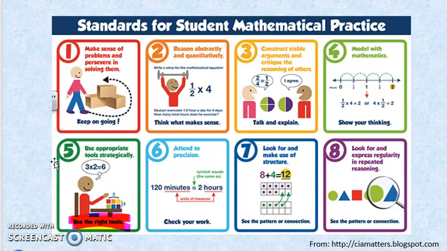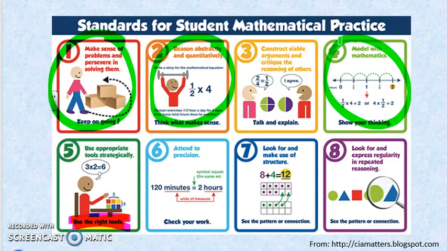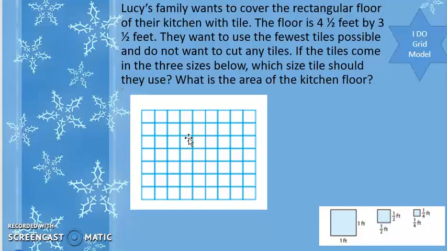Let's take a minute to review some of the mathematical practices. First thing we need to remember is to make sense of a problem and persevere in solving them. We need to keep going. Don't give up. Next, we need to reason abstractly and quantitatively. We need to think to ourselves, what makes sense? We need to model with mathematics. We're going to show our thinking by using these area models. And we want to attend to precision. We want to always make sure that we check our work.